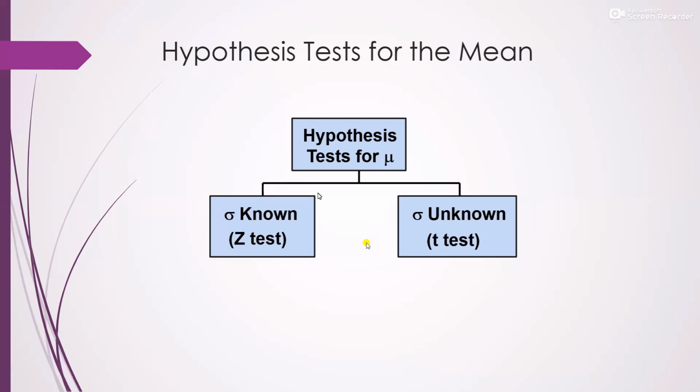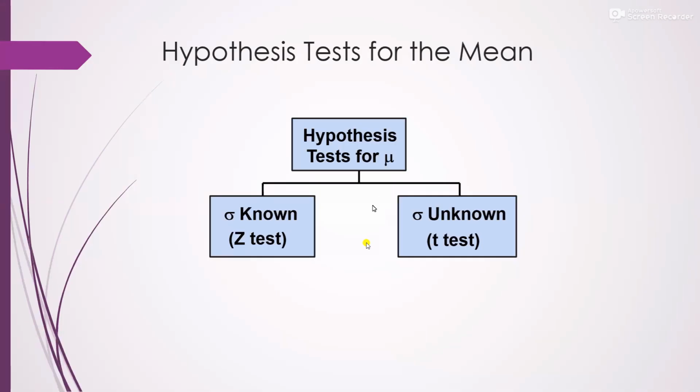So now we are going to test the hypothesis about the population parameter, the mean mu. As in confidence intervals, here also we have 2 situations. Hypothesis testing for mu when sigma is known: if the population standard deviation is known, then we apply the z-test. And when sigma is unknown, then we use the t-test.